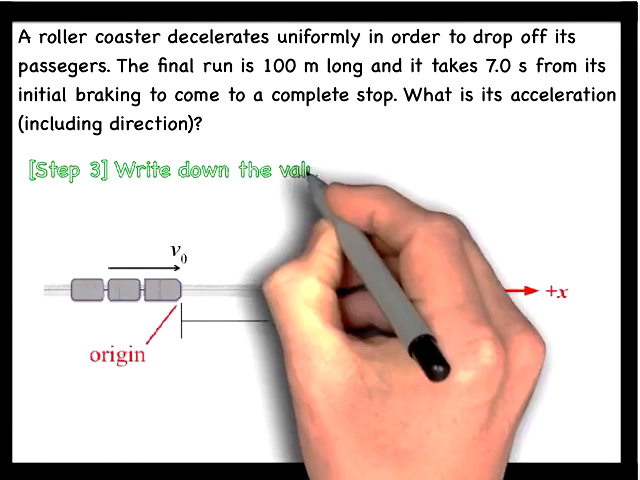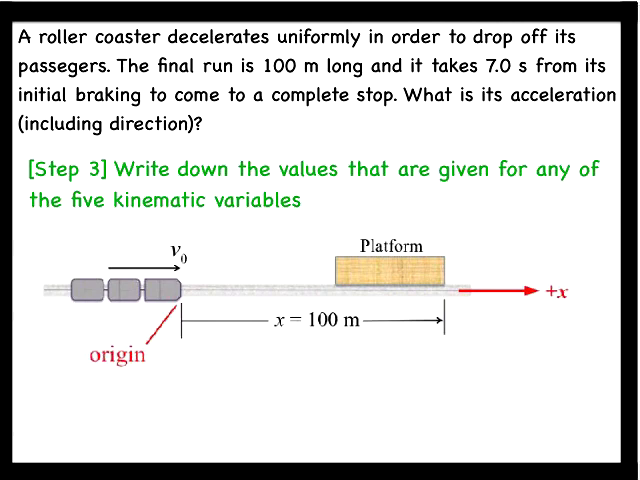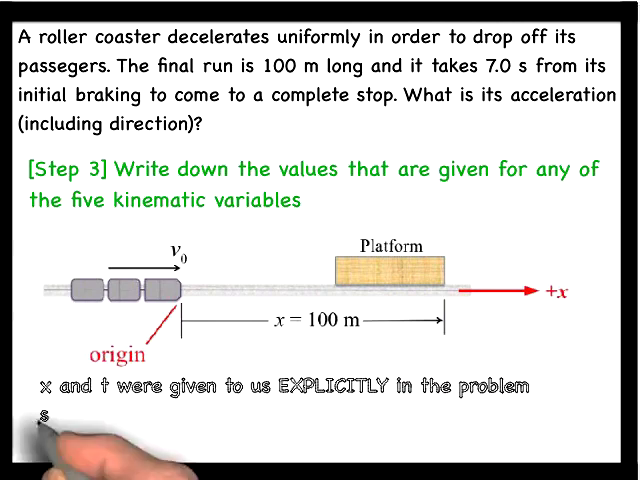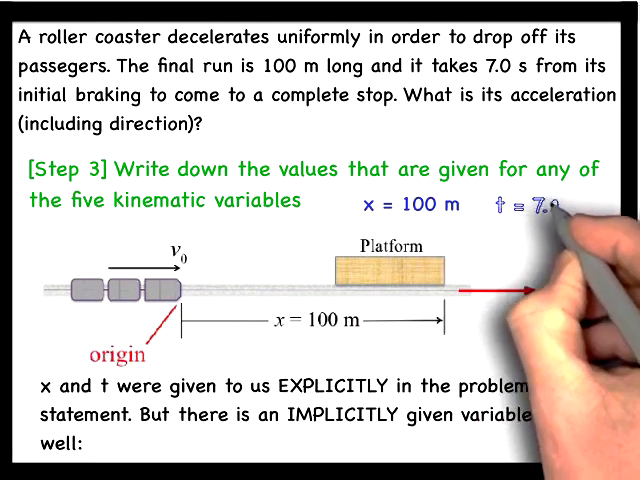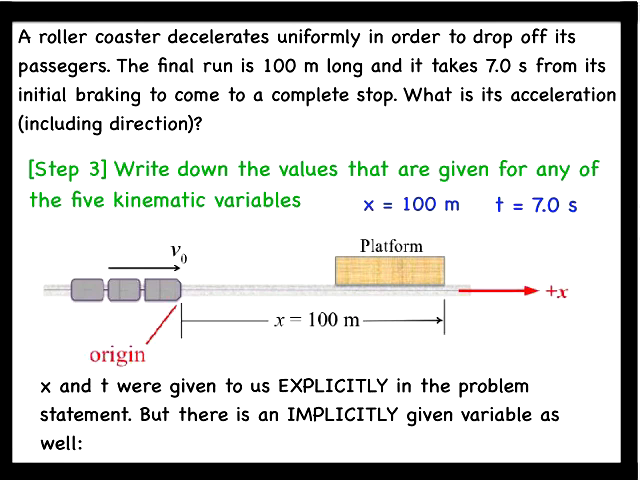Now in step 3, we write down the values that are given for any of the 5 kinematic variables. The values of x and t were given explicitly in the problem as x equals 100 meters and t equals 7.0 seconds. However, there was a variable given implicitly as well. The final velocity was implied in the statement that the roller coaster comes to a complete stop. In that case, the final velocity equals 0 meters per second.